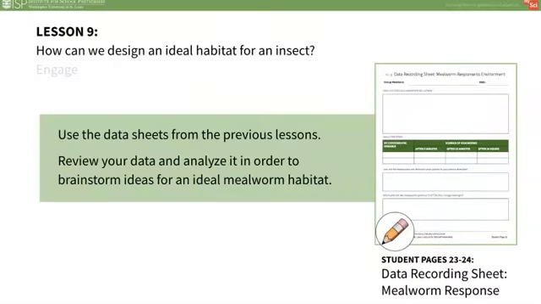In the Engage portion of this lesson, students will analyze the data they collected in Lesson 8 in order to brainstorm ideas for an ideal mealworm habitat. Specifically, students should look at the conclusions they wrote on their data recording sheet and consider how they will work to build the ideal habitat during today's lesson.